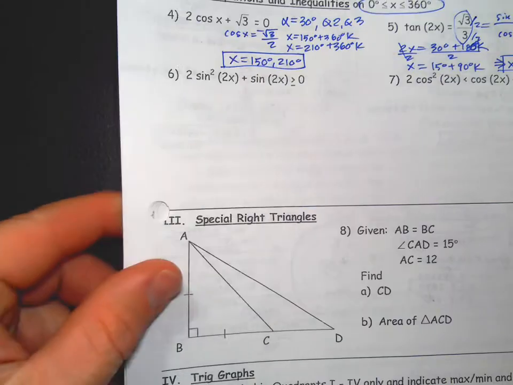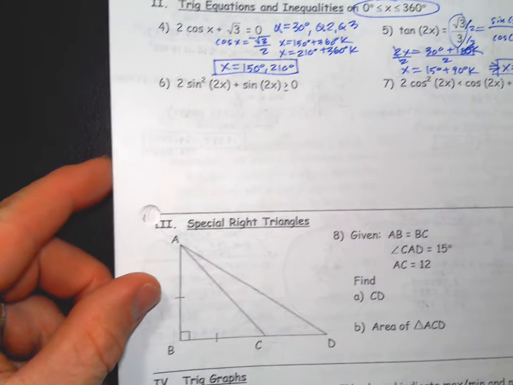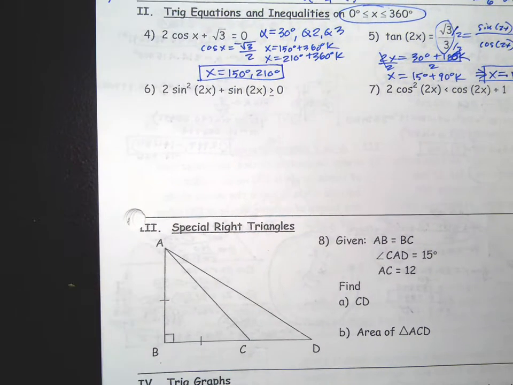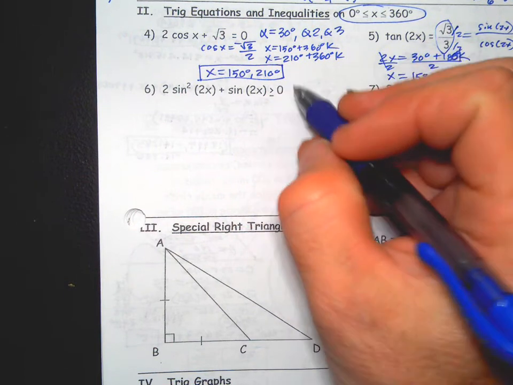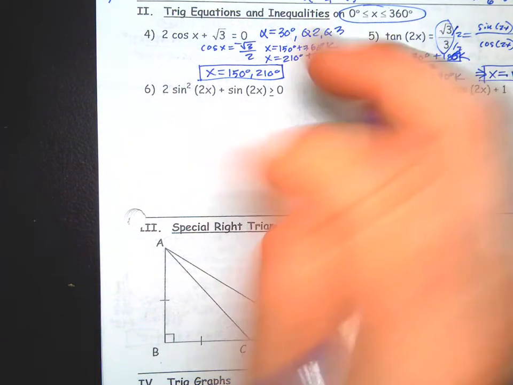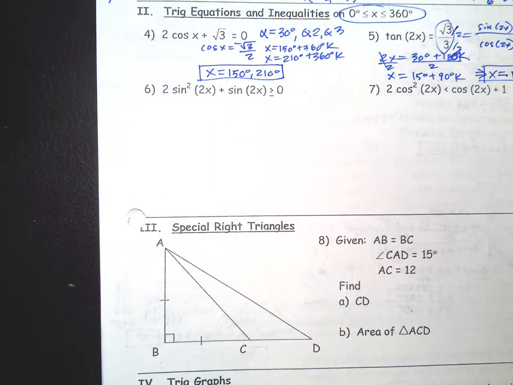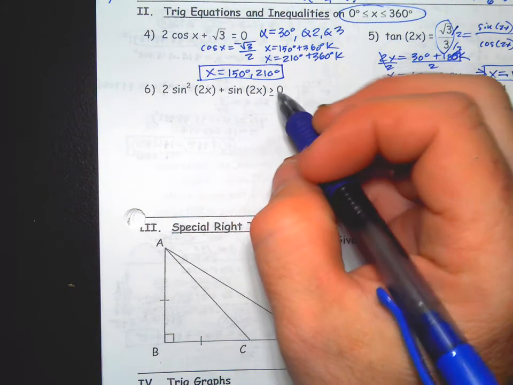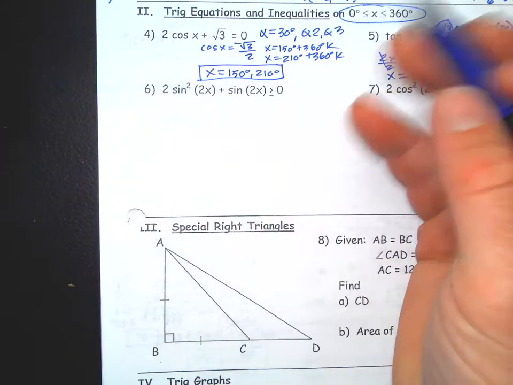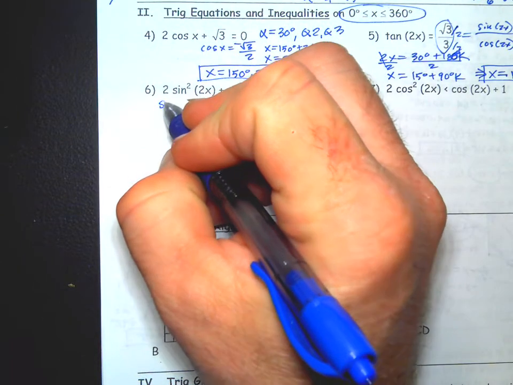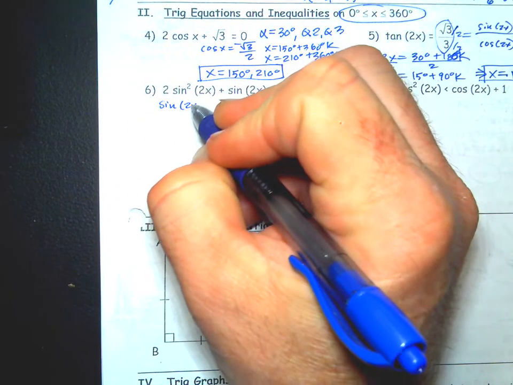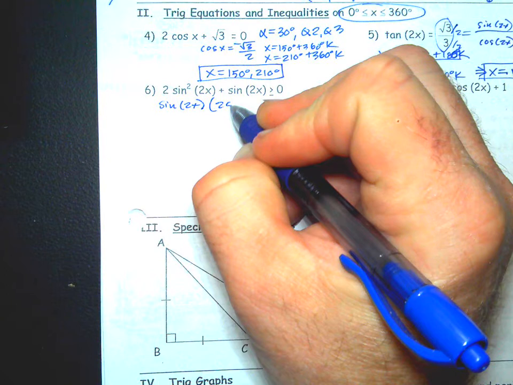Okay. Number 6. It's the inequality. So we're going to actually treat it like an equation first, and then create a line check to figure out the less than greater than intervals. Put it all on one side equals 0, already true. Factor it if you have to. So we're going to GCF, it's going to be sine 2x.